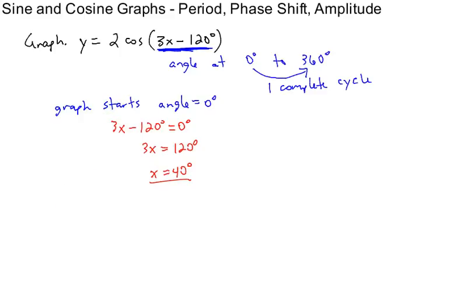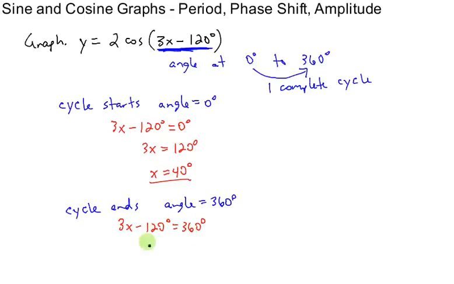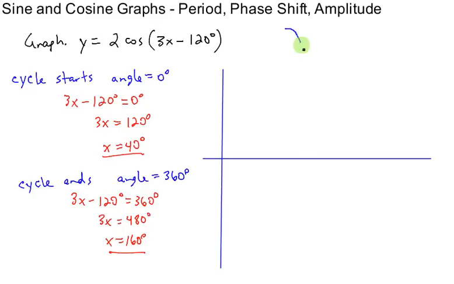My cycle, let's not say graph, let's say the cycle. One cycle starts when the angle is 0 degrees, and the cycle ends when the angle equals 360 degrees. So I take my angle, which is 3x minus 120, set it equal to 360, add the 120, and divide by 3. So my cycle ends when my angle is 360 degrees. Well, we know a cosine equation looks like this. So this is what I need to graph, starting when x is 40, so let's call this 40. If that's 40, then this is 80, 120, 160. So there's the ending area, the end of my cycle.